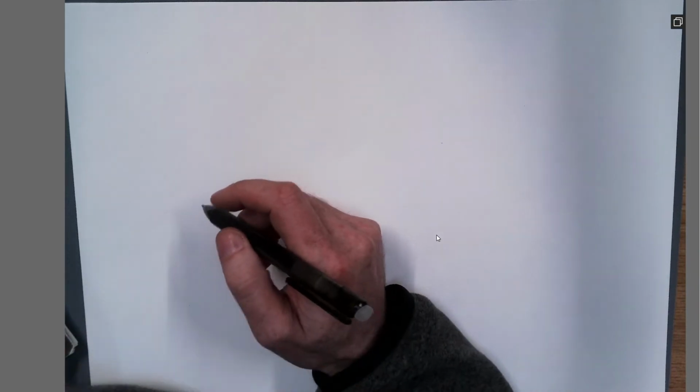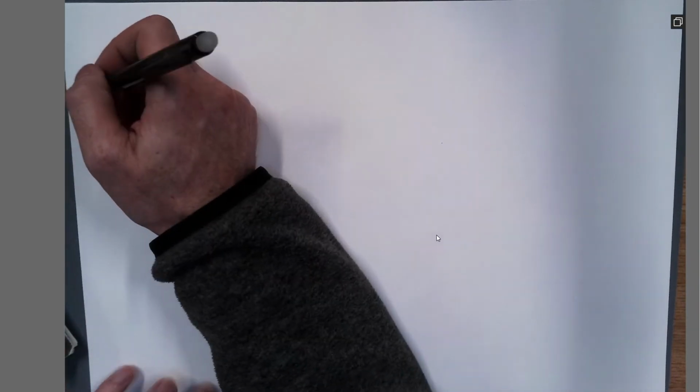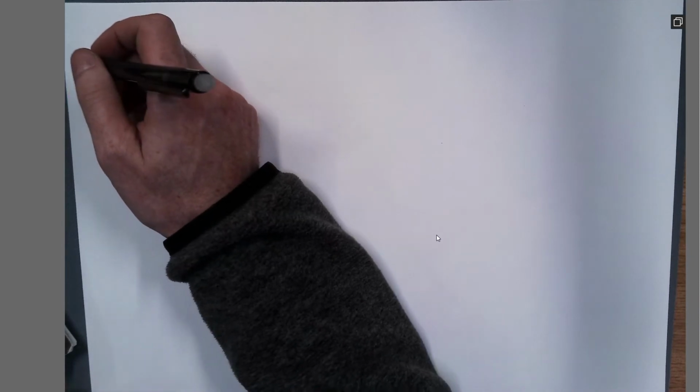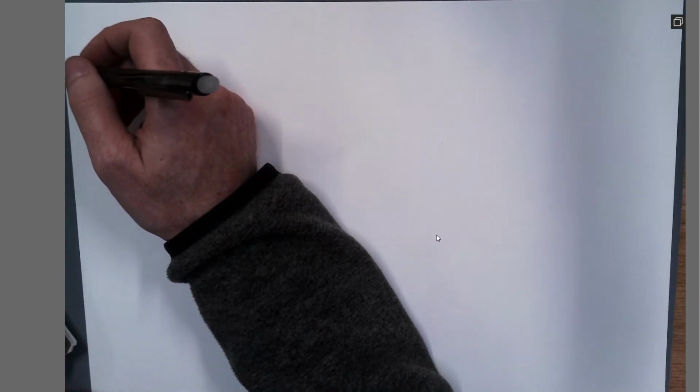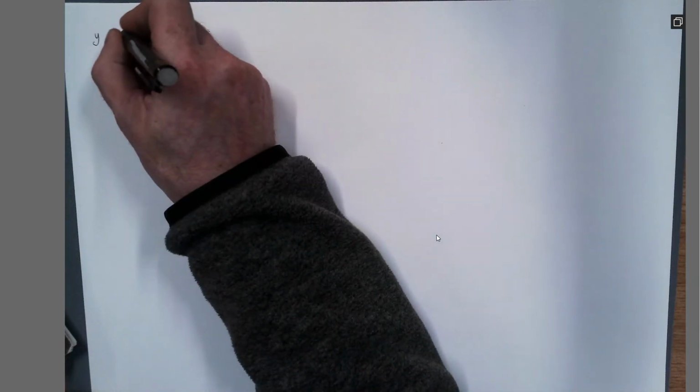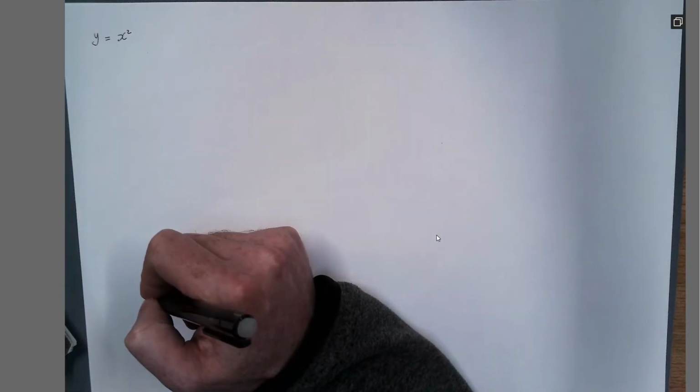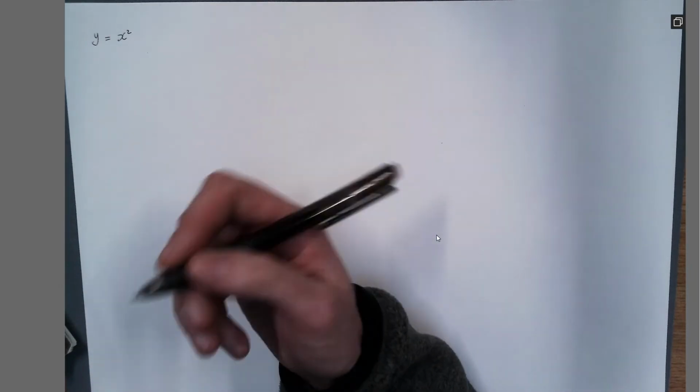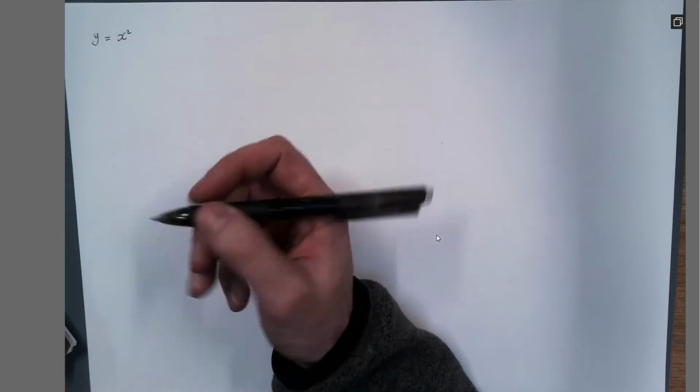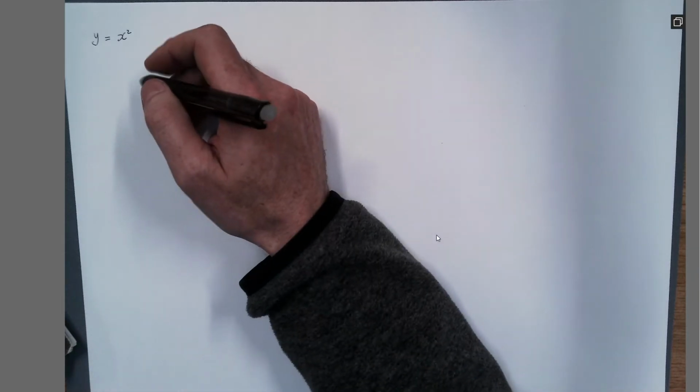Now, the definite integral. The integrals in this section are definite integrals, which have limits. So, for example, take y equals x squared. Okay? Now, sketch the graph.